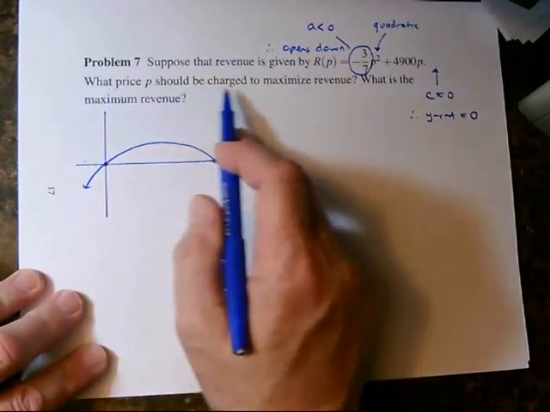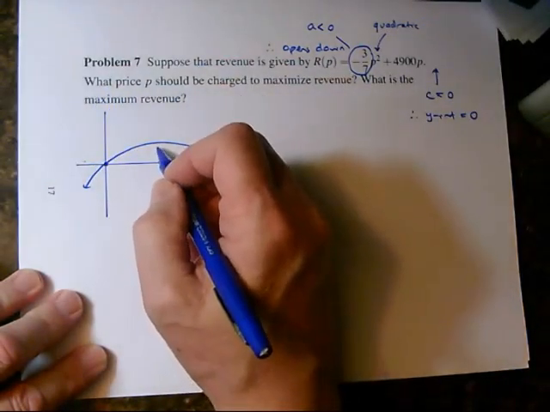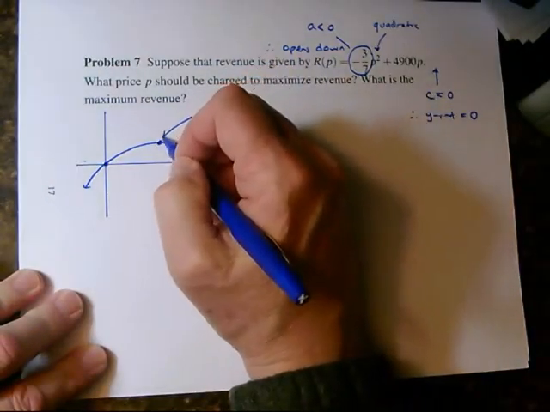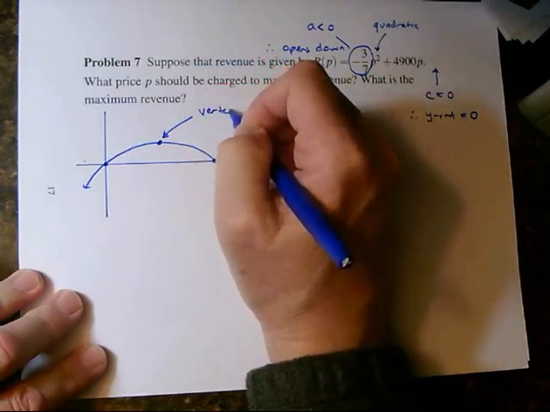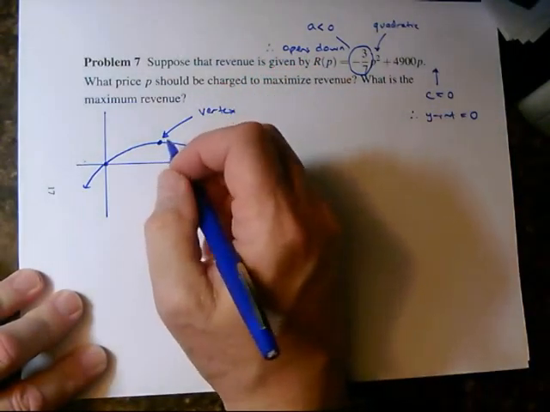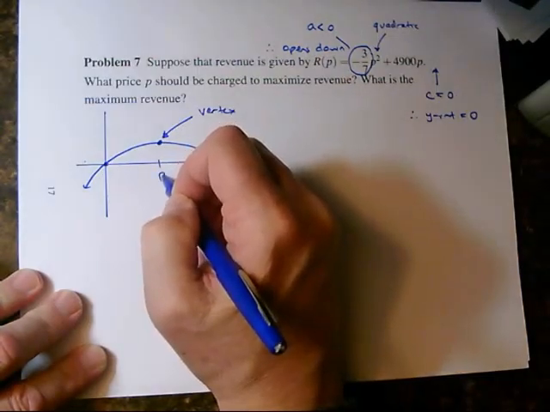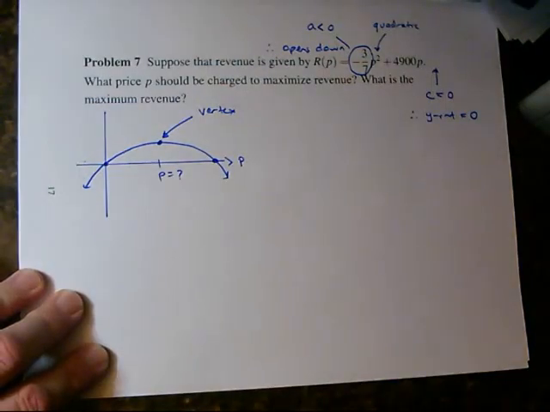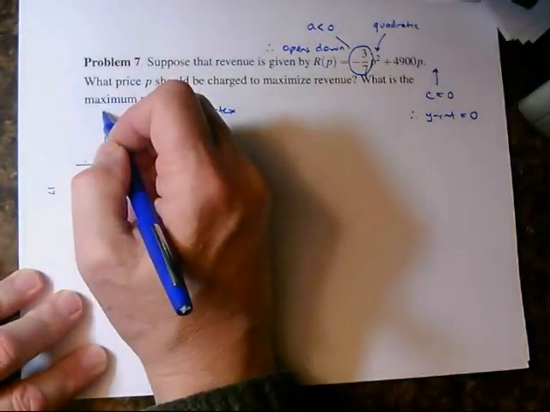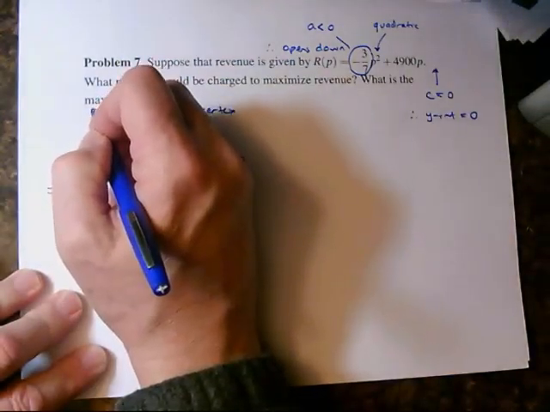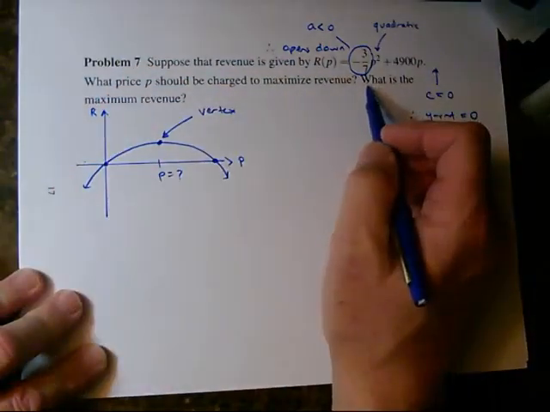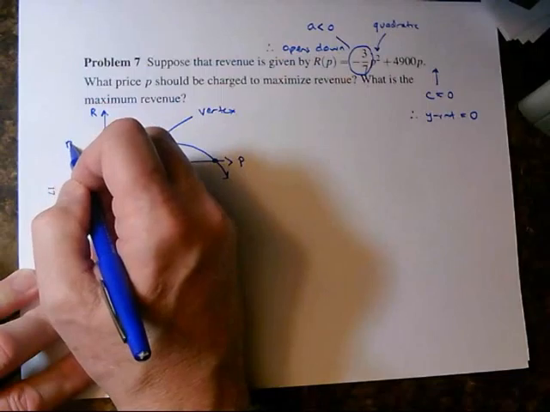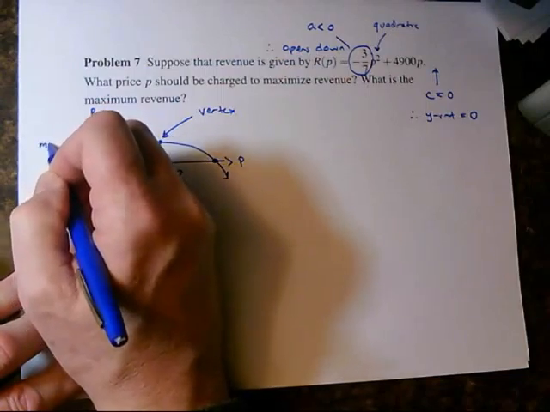Now, what price should be charged to maximize the revenue? Well, the maximum is that highest point there. It's also known as the vertex. So what price, in other words, what is the p that will do that? P is taking the place of x in this problem. We have a p-axis. Likewise, r is taking the place of y. And the second question is, what is the maximum revenue? What is the r at the top there?